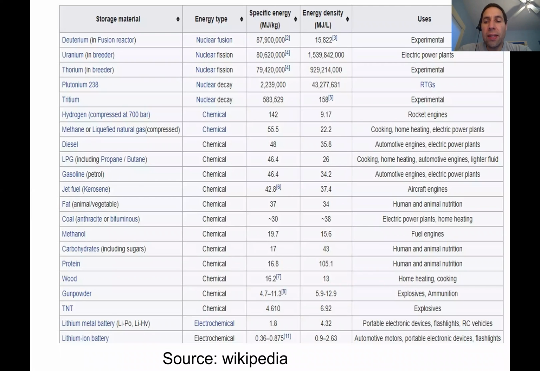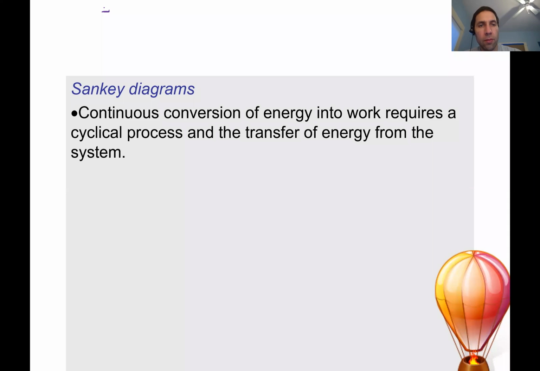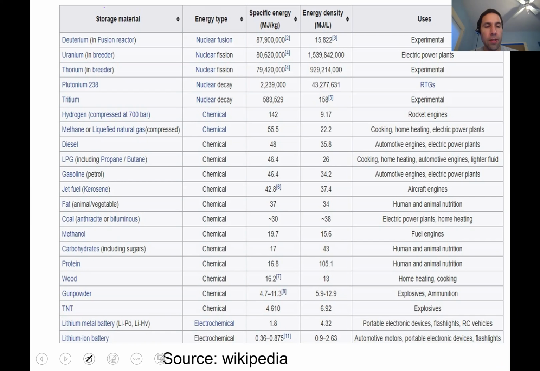This is from Wikipedia, and I think this is really interesting. And so if you look here, what we have is the different types of primary energy sources, okay? These are the primary energy sources for the most part. And you can see there we have a specific energy column and we have an energy density column.